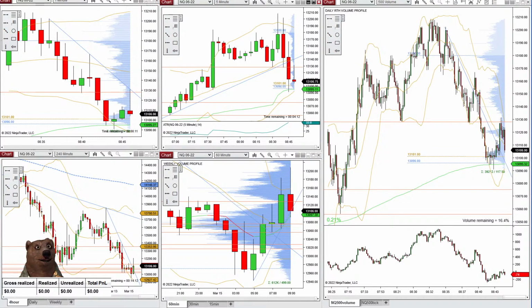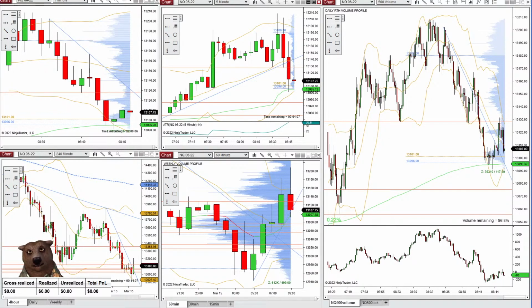Moving lower, moving higher, moving lower. That's what it does. Moves higher, moves lower. Moves lower, moves higher.